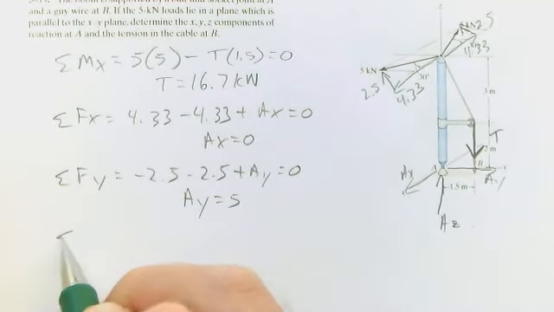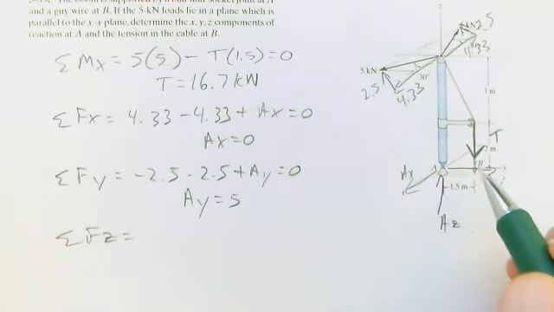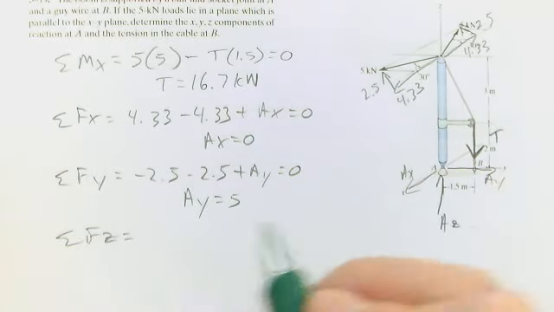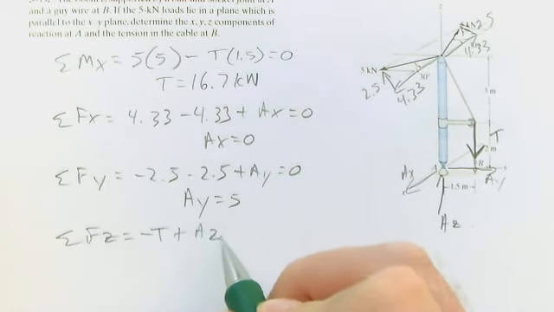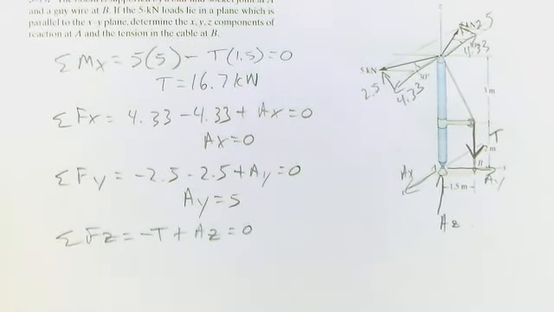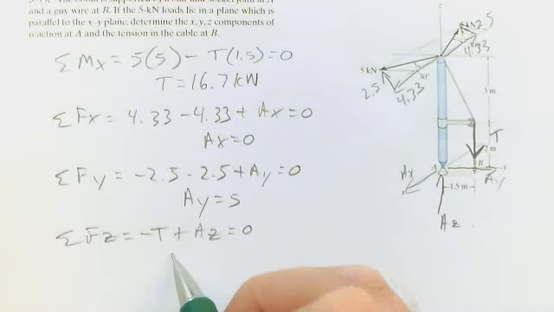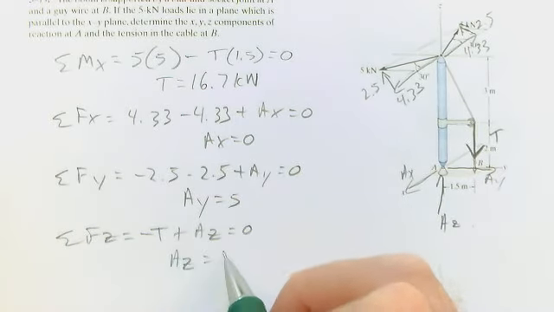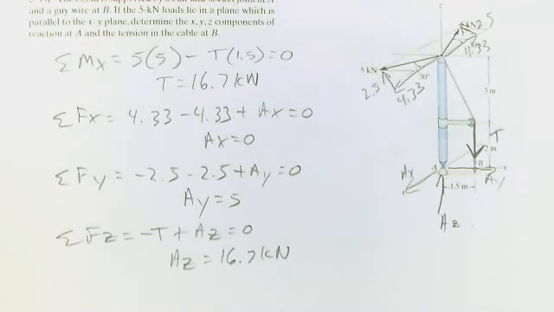Now we'll sum the forces in the z direction. In the z, we have T down, and we have Az. There's nothing else in the z direction. T is 16.7, so Az is equal to 16.7. And that's it.